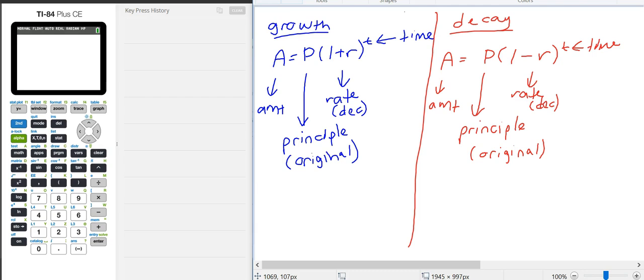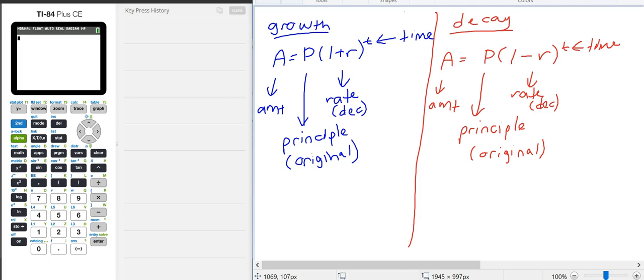Let's say we have exponential decay. We have bacteria, and the population of bacteria is dying out. We want to solve for the amount after 10 years. So the principal amount, let's say we start with 30 bacteria. Our rate is that they're dying out by 2%. That means 2% as a decimal is 0.02. So we would have (1 minus 0.02) to the t, which is 10.